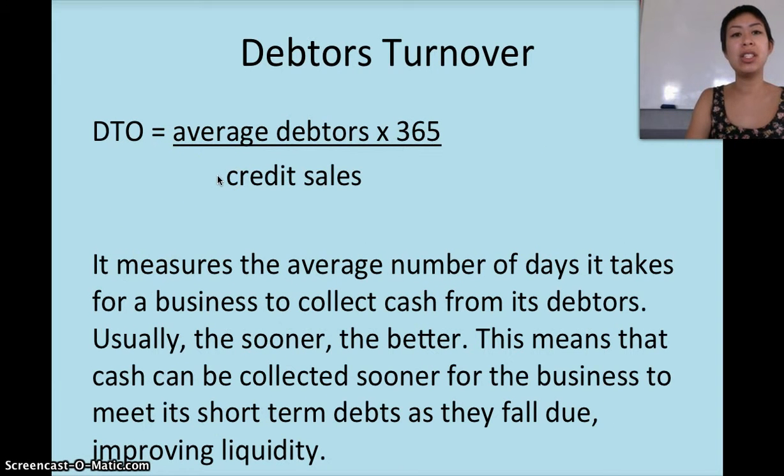Next, we're going to look at debtors turnover. So we have average debtors times 365 days over credit sales. This measures the average number of days it takes for a business to collect cash from its debtors. Again, usually the sooner the better, because this means that cash can be collected sooner for the business to meet its short-term debts as they fall due, improving liquidity. So it makes sense that the sooner we get money from our customers, the sooner we can pay our own debts.